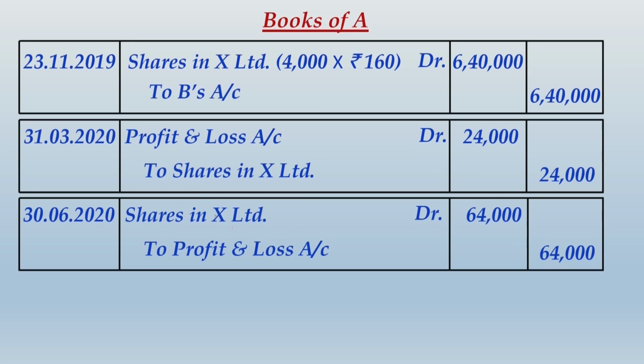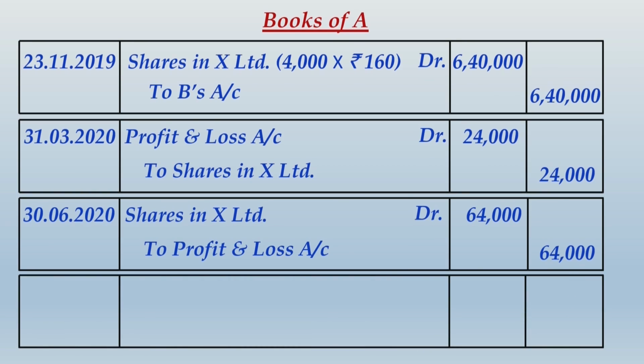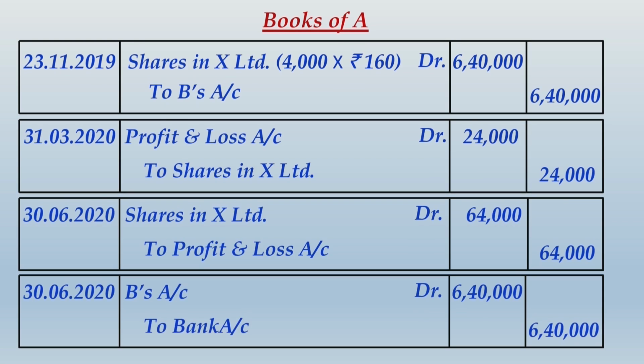And if you can see one more thing, after the initial recognition, it is just this financial asset which is getting changed because of the fair value changes, and the corresponding effect have been passed through P&L. This account, B's account, remains a liability as it is till settlement date, and therefore this is the amount to be settled out. Anyway, it was a fixed amount to be paid to B. So finally on 30th June, you simply pay out that amount to B. So B's account debit 6,40,000 to bank account 6,40,000.